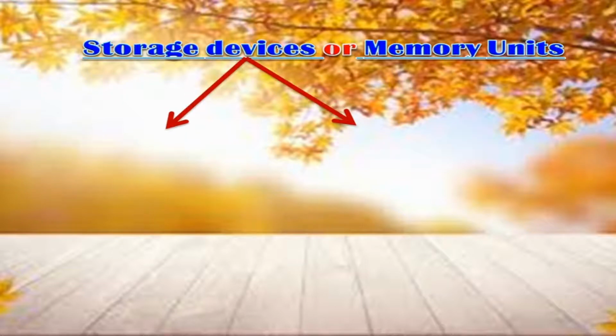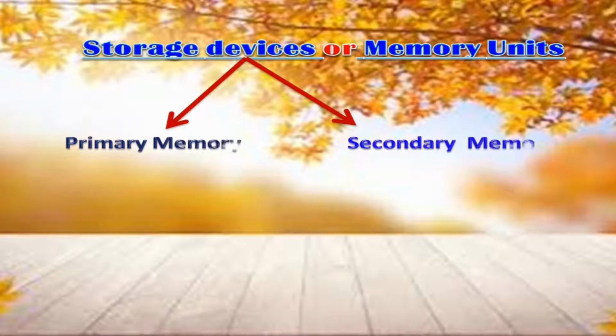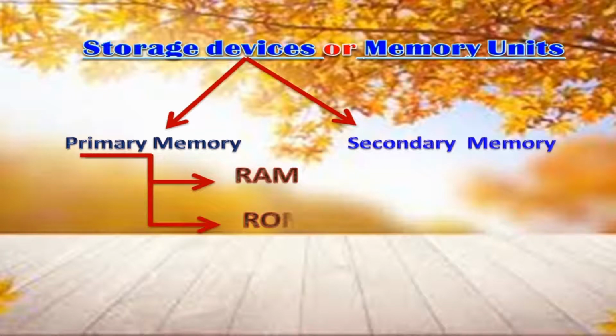Primary memory is the main memory of a computer. This primary memory is of two types, RAM and ROM. RAM means random access memory. ROM, read-only memory. What is its use? RAM is used to hold data temporarily while the computer is working. Temporarily means that data will disappear when the computer is switched off.